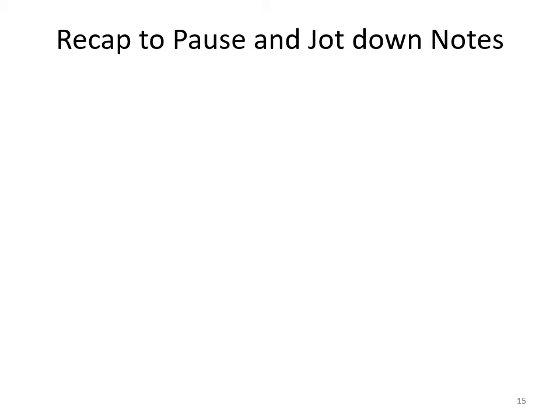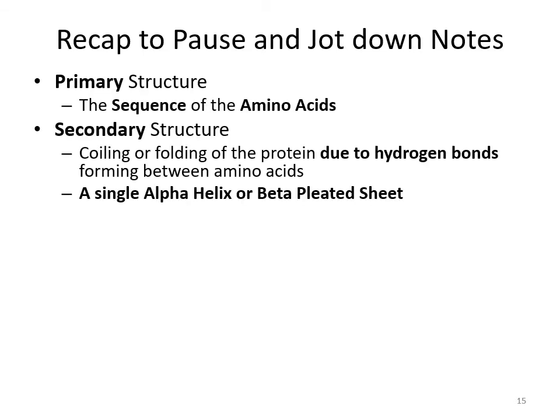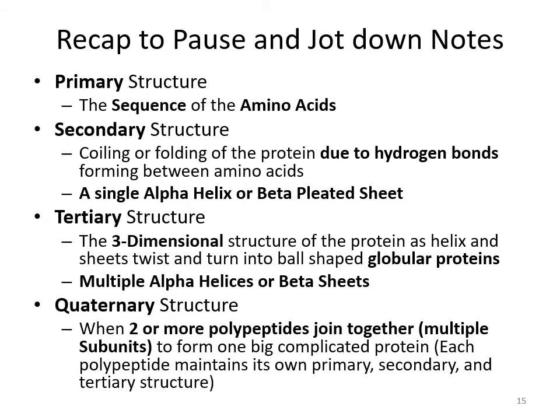So this slide here, you can have this recap so that you can jot down your notes. Again, primary structure is the sequence of amino acids, just the names written in a row, such as if I wrote tryptophan, leucine, tyrosine, all of that in a row. Secondary structure is if I tell you that you're observing a single alpha helix, or you're observing just one beta sheet. That's secondary structure.